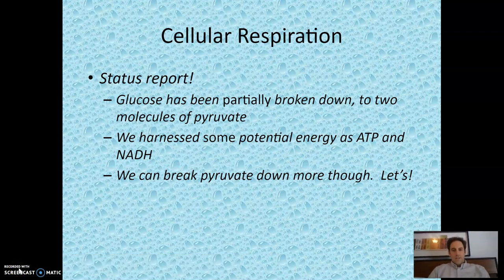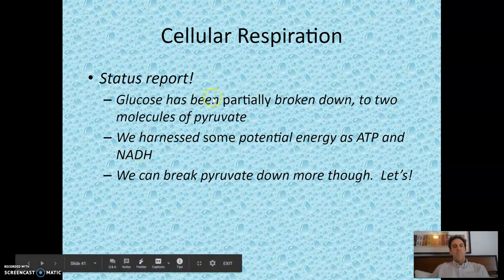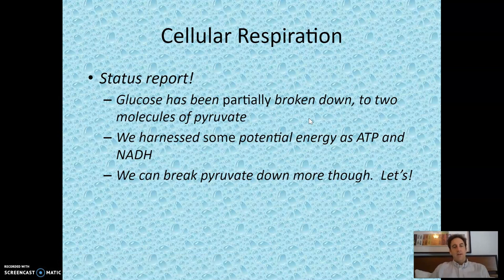All right, so in our last screencast, we were looking at the first step of cellular respiration, which is glycolysis. A quick status report at this point: glucose has been partially broken down to two molecules of pyruvate. We harnessed some of that potential energy from glucose as ATP, and we've also harnessed some of it in this intermediate form, NADH.